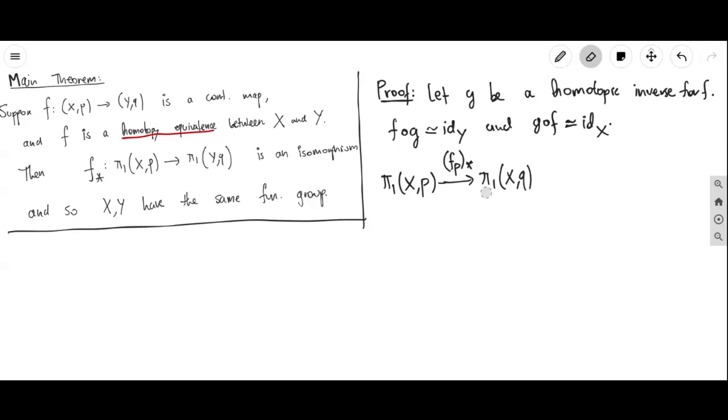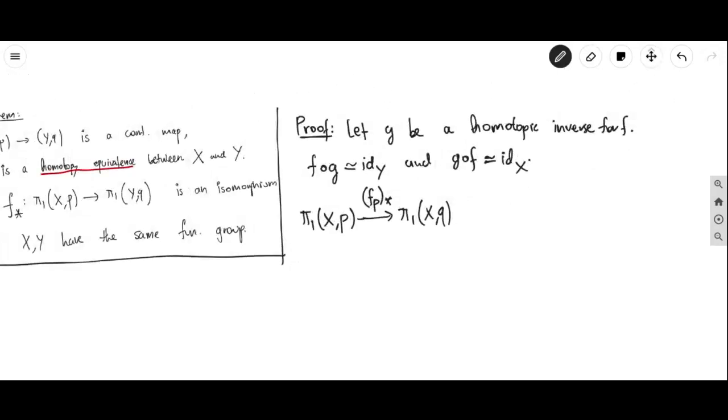And then you have a mapping from the fundamental group of Y comma Q. But when you use G, let's say that G of Q is equal to R. So G, I guess I should have said it over here. G is the homotopic inverse. It goes from Y to X.